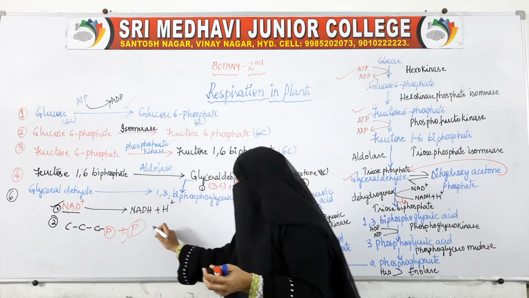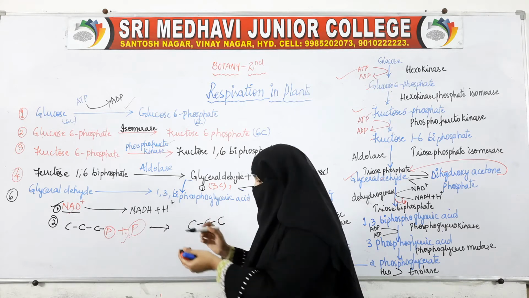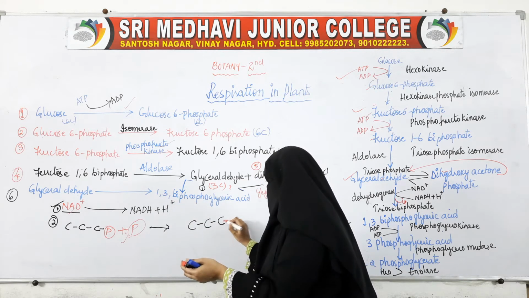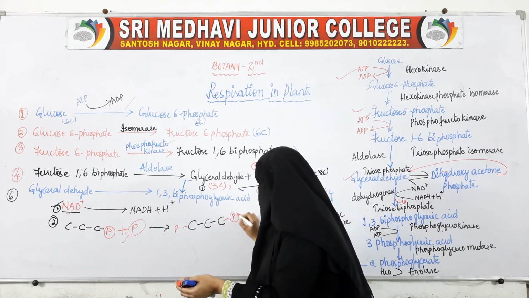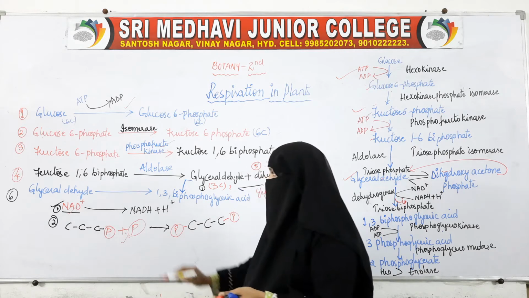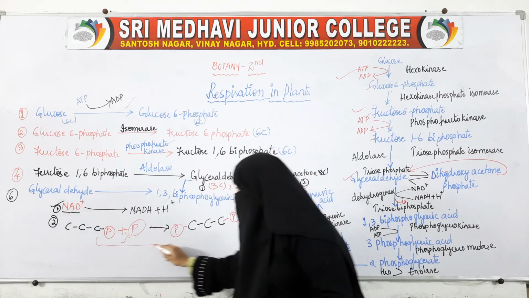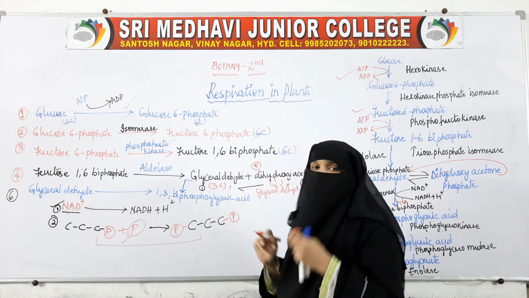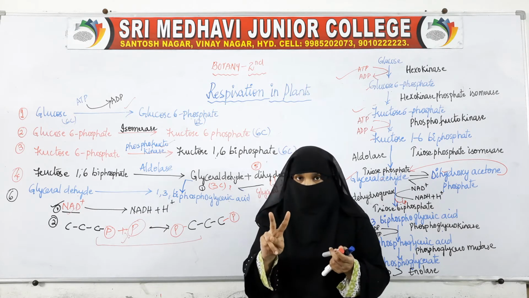Now, this has changed to 1, 2, 3. So, where is it? To the first and third carbon. To the first carbon also phosphate is attached. To the third carbon also phosphate is attached. Now, this glyceraldehyde has changed into 1,3-biphosphoglyceric acid. Okay. In the sixth reaction, two things have taken place.